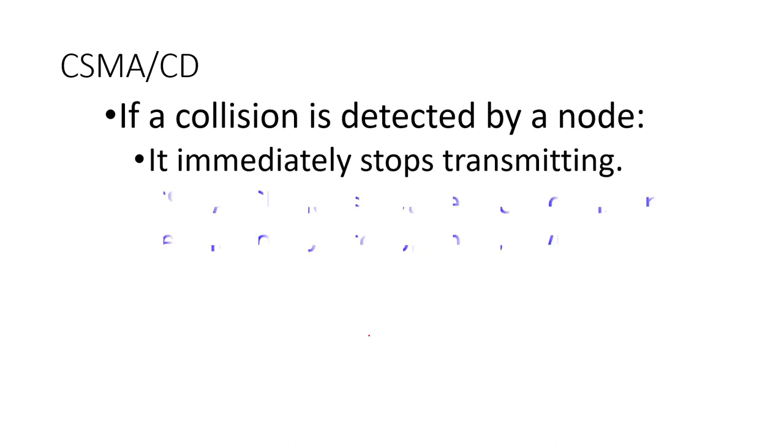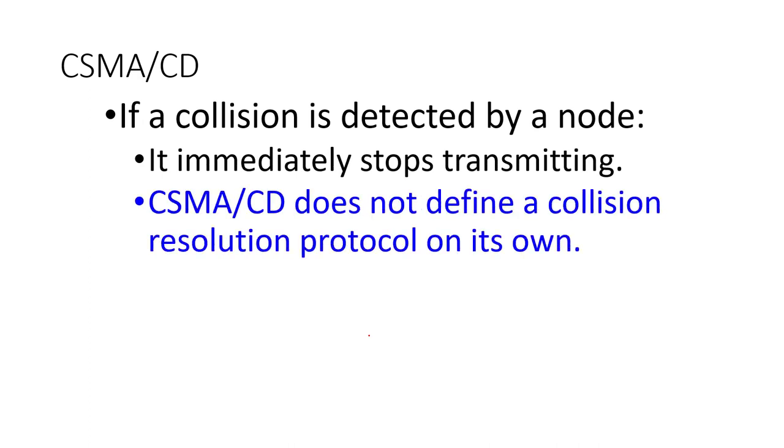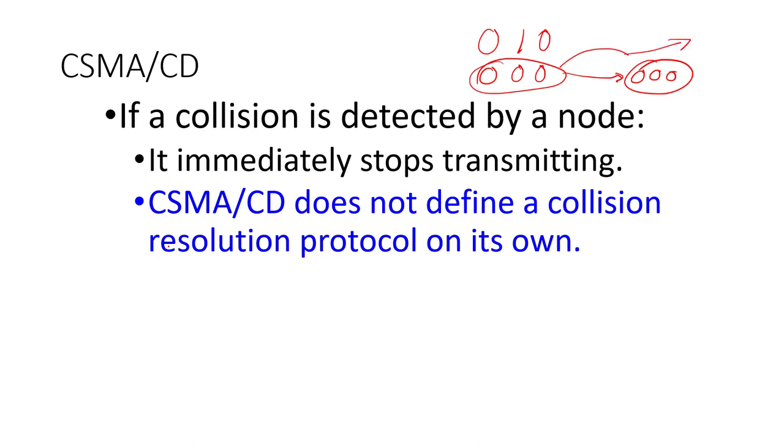So if a collision is detected, it needs to immediately stop transmitting. Recall, in a CAN bus, you will never have a collision because of the way that the priorities are designed. The bus itself will become a wired AND bus. If these are the priorities, the final priority will become this, which will basically mean that this message is allowed to transmit over the network.